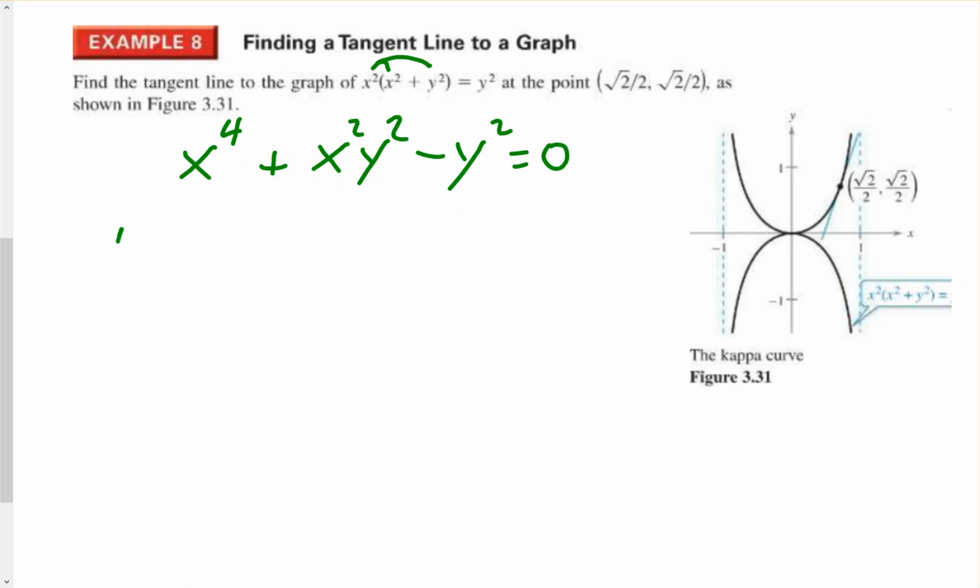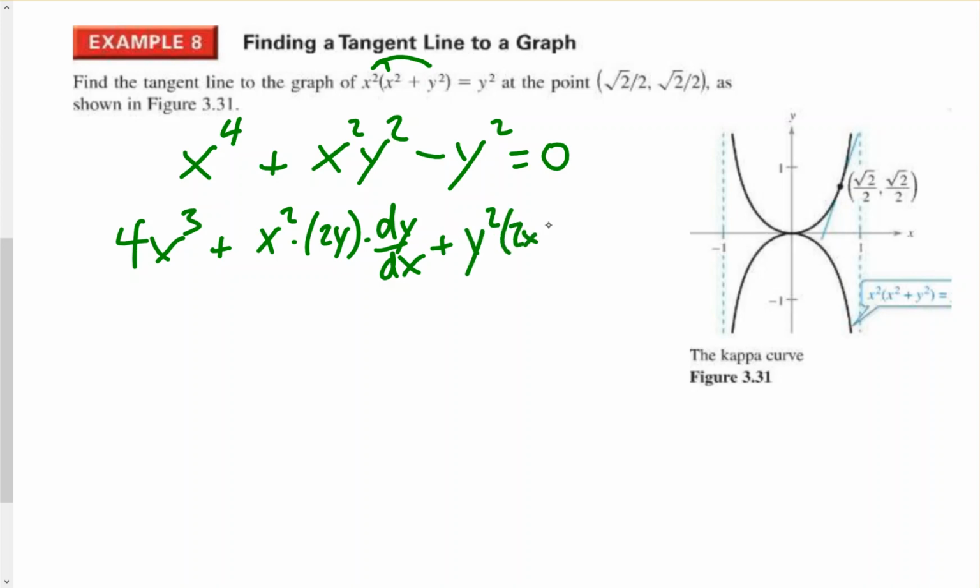Okay, and now let's take the derivative. So we have 4x cubed plus product rule here. So x squared times 2y times dy/dx plus y squared times 2x, minus 2y times dy/dx equals 0.